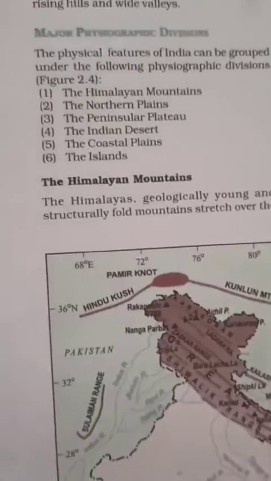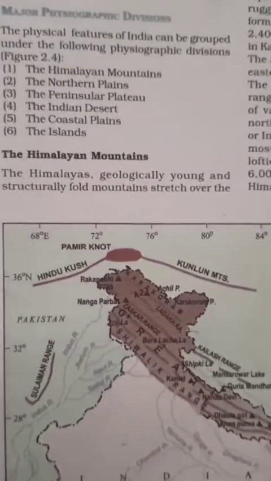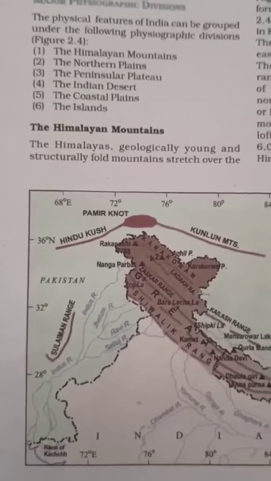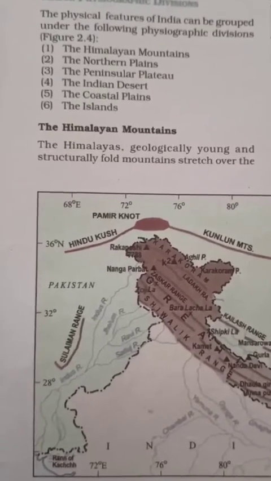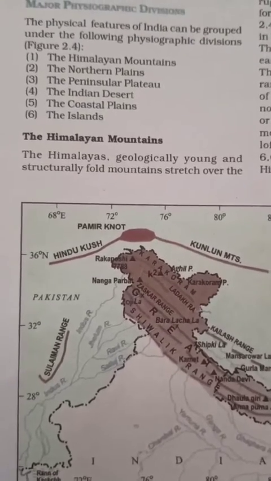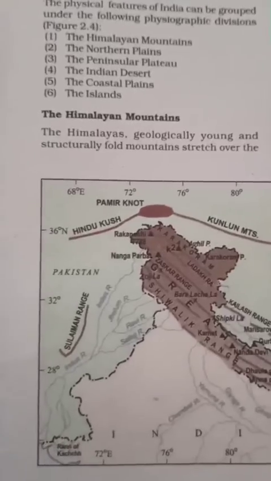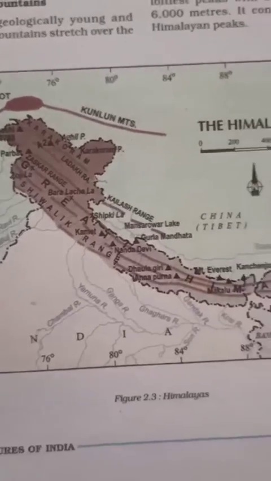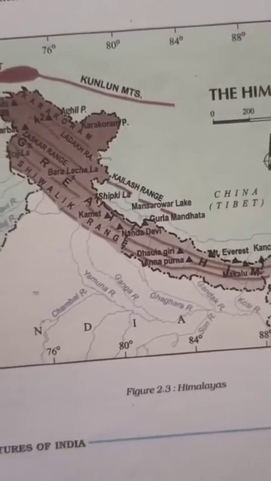Now moving forward to the physical features of India, we have 6 physical features of India: the Himalayan mountains, the northern plains, the peninsular plateau, the Indian desert, the coastal plains and the island groups of India. Let's start our first physical feature, that is the Himalayan mountain. Himalayan mountain is situated in the north part of our India.